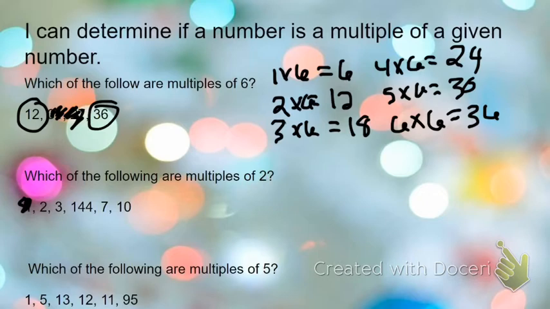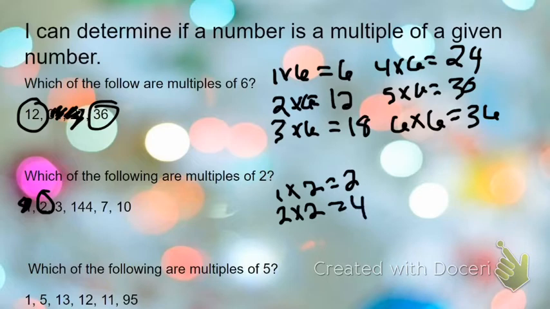What about 2? Well, if I start multiplying, 1 times 2 equals 2. So 2 is a multiple. It's also a factor, fun fact. Okay, now I'm going to look at 3. Well, 2 times 2 gives me 4. I skipped that 3, so 3 is not an option.